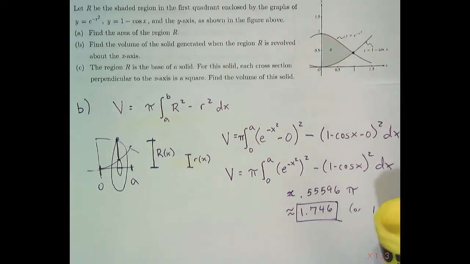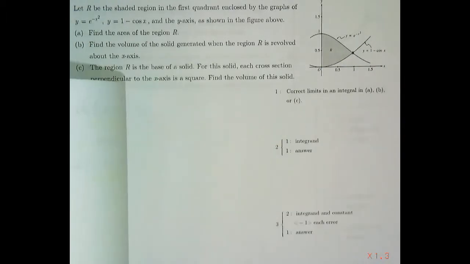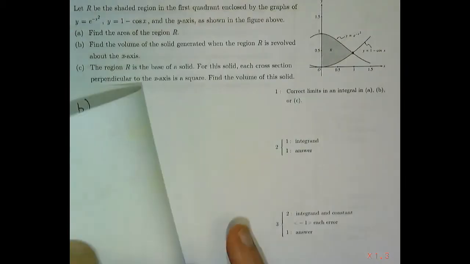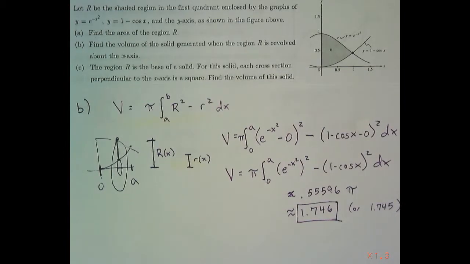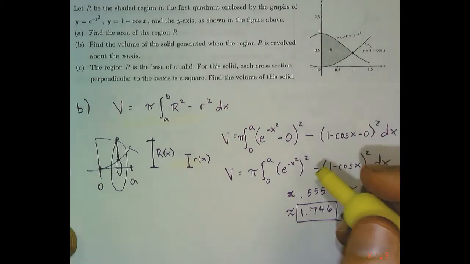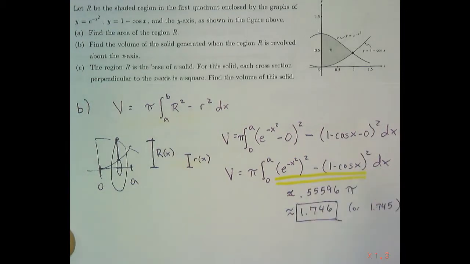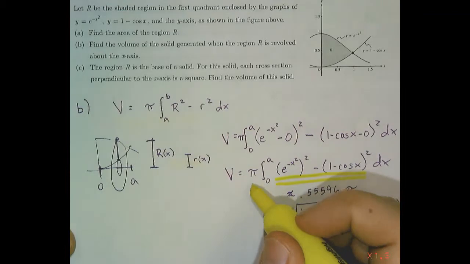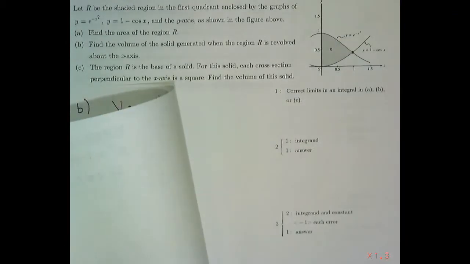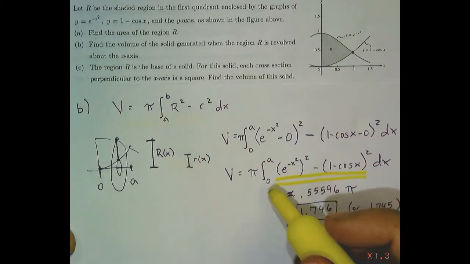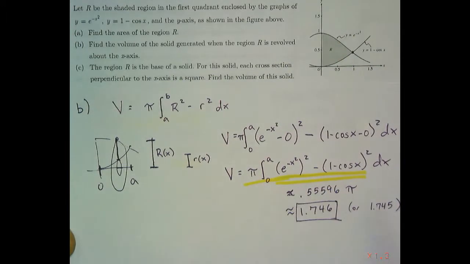Part B is worth, looks like 3 points, 2 points for the integrand and constant, and -1 for each error, and then 1 point for the answer. So 2 points for the integrand, 1, 2, and then 1 point, and constant. Let's double check that again. Oh, integrand and constant. So we have to be sure to include that pi. And then the third point comes from the answer.